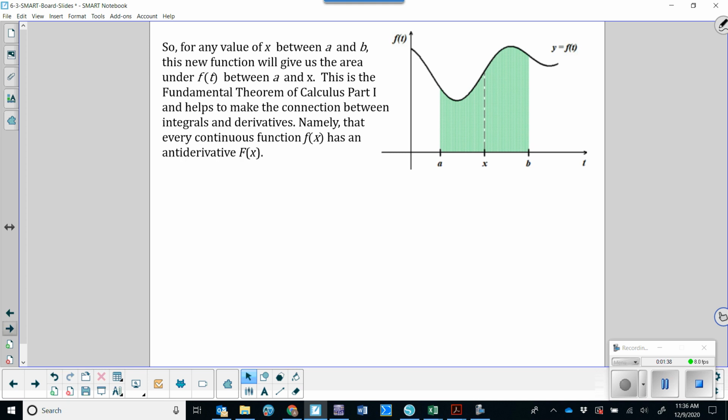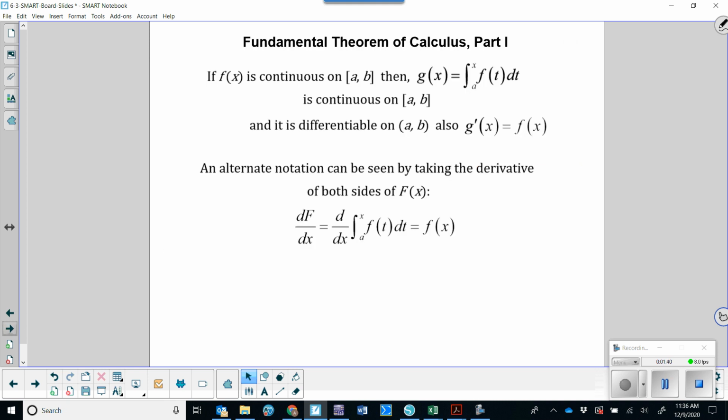That's the antiderivative. Now, the important part of this theorem, and we're going to go through some examples, is the part that will definitely be on free response questions. It has to do with the fundamental theorem of calculus part 1.